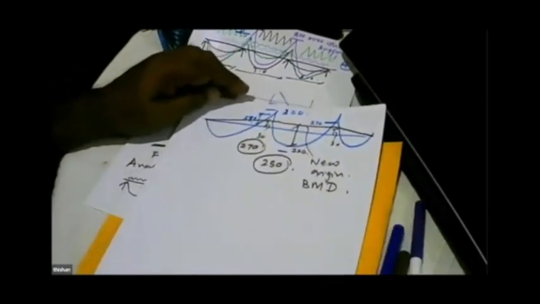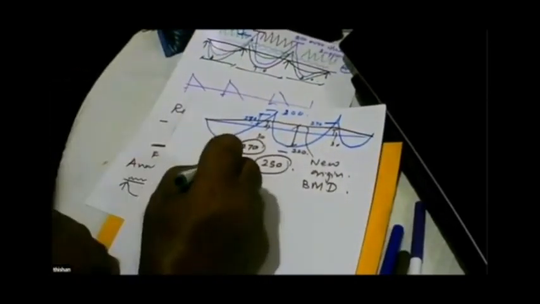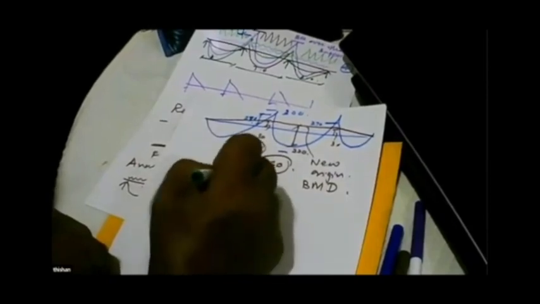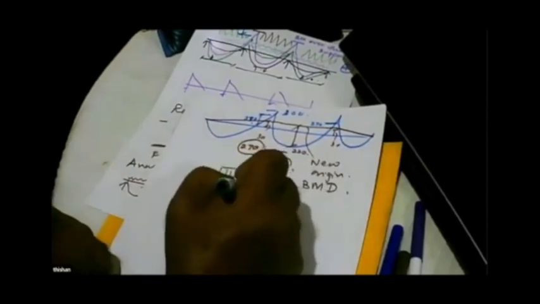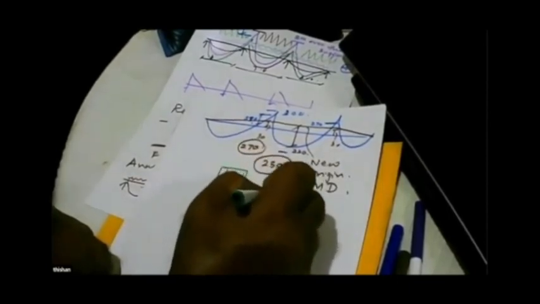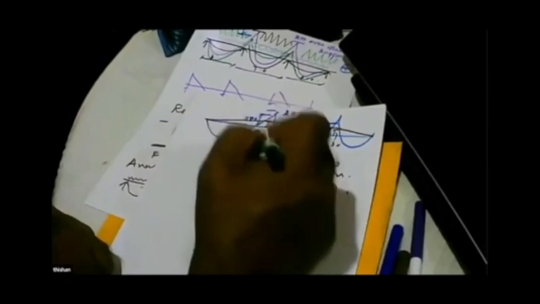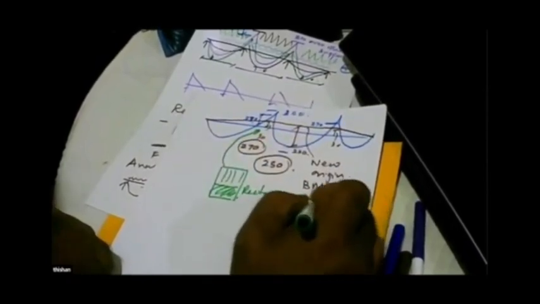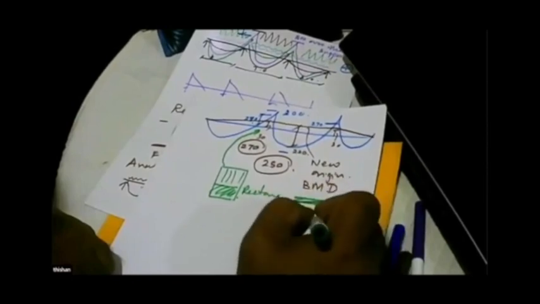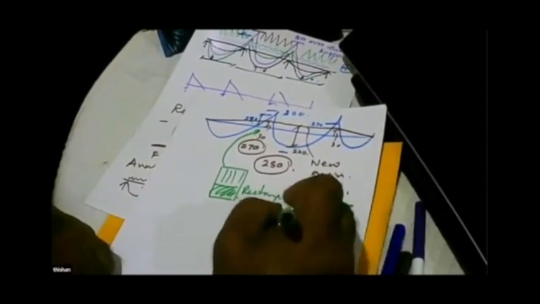But what is the more efficient section? Here it is cracked, and it's a rectangular section at the support. In the span, it's a flange section. So only this concrete is used. Lever arm is huge, very efficient.